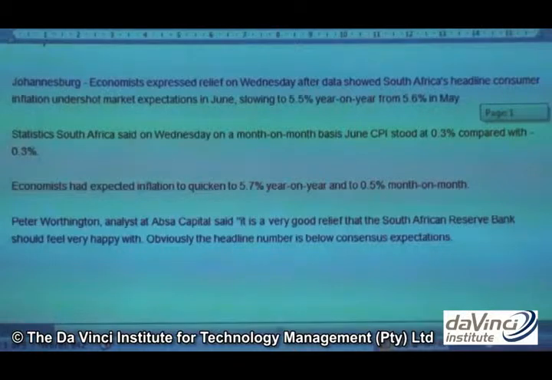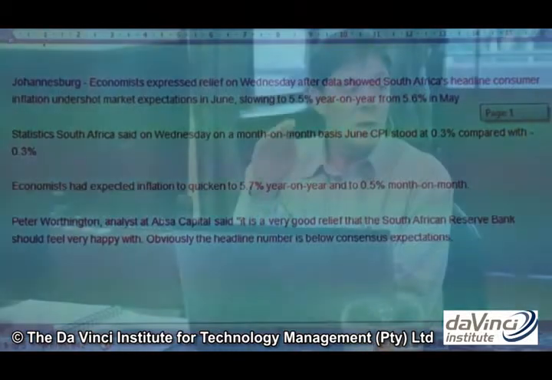So what they say here, they say economists have expected inflation to quicken to 5.7% year on year and to 0.5% month on month. Peter Worthington, an analyst at APSA Capital, said it is very good relief that the South African Reserve Bank should feel very happy with, obviously the headline number is below consensus expectations. And why they're saying that is they're saying that next year there's a possibility that we're going to have a reduction. Who will do that in the home loan percentage?